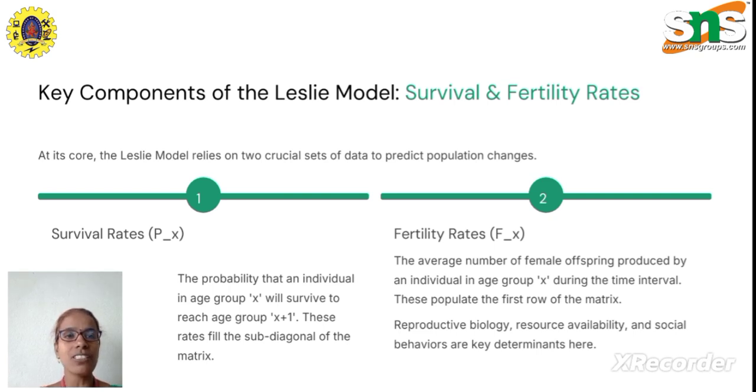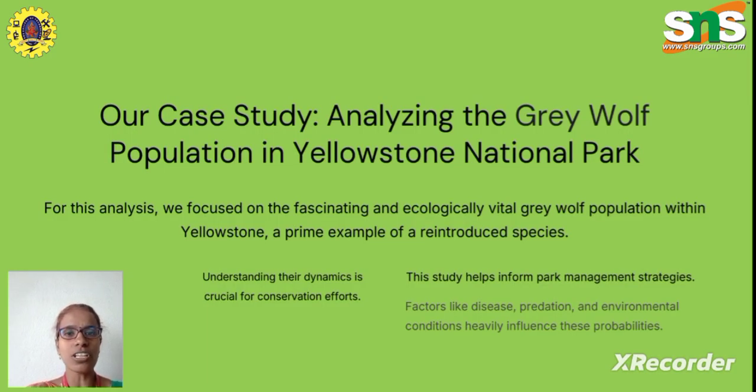And the second thing is fertility rates. This is the average number of female offspring produced by an individual in age group x during the time interval. These populate the first row of the matrix, and reproductive biology, resource availability and social behaviors are key determinants here. The next thing is, what is the case?